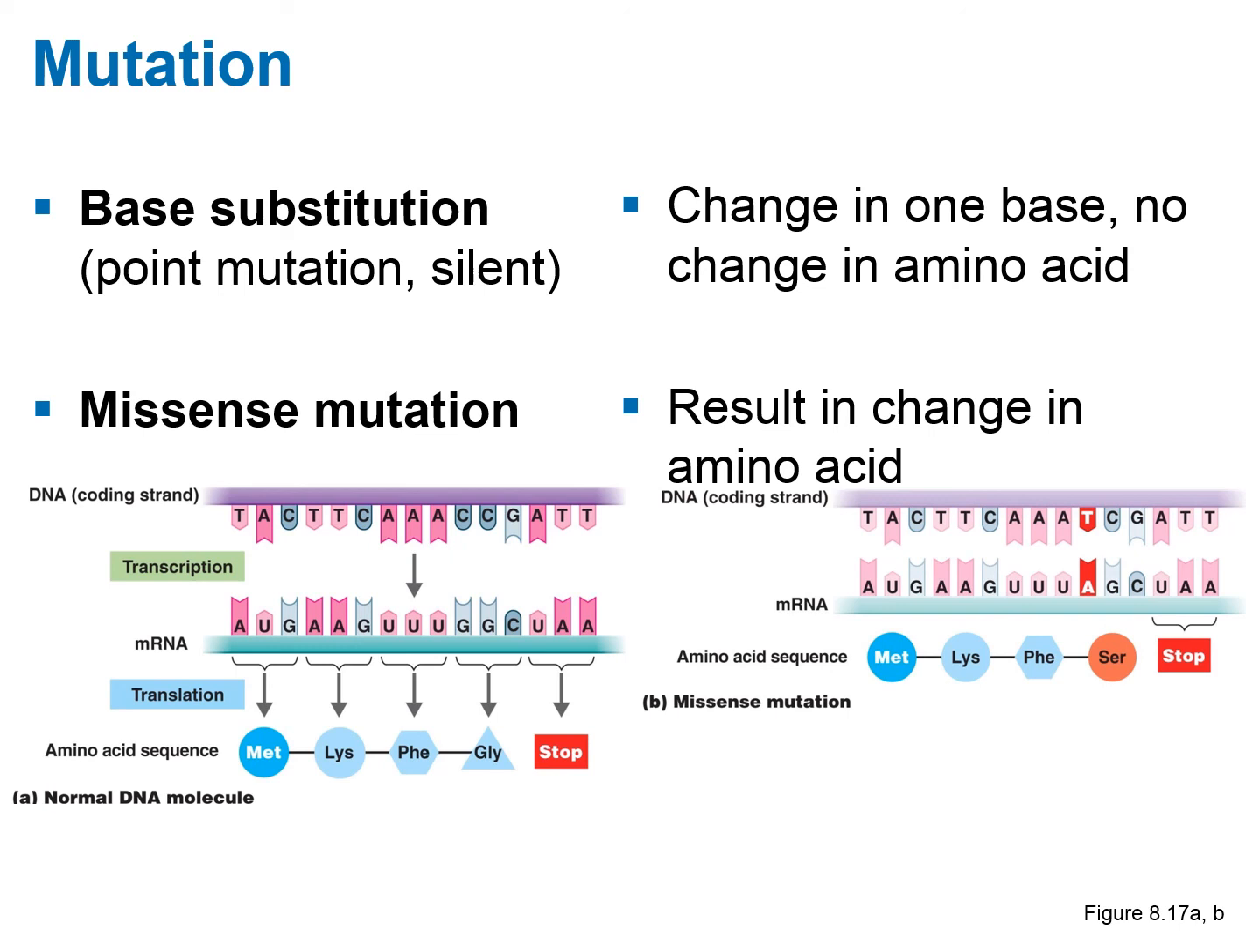The first is called a base substitution, and this is the simplest type of gene level mutation. Basically, what's happening is we're going to swap one nucleotide in a gene for another. So, for example, maybe an adenine is swapped for a guanine, or a cytosine is swapped for thymine.